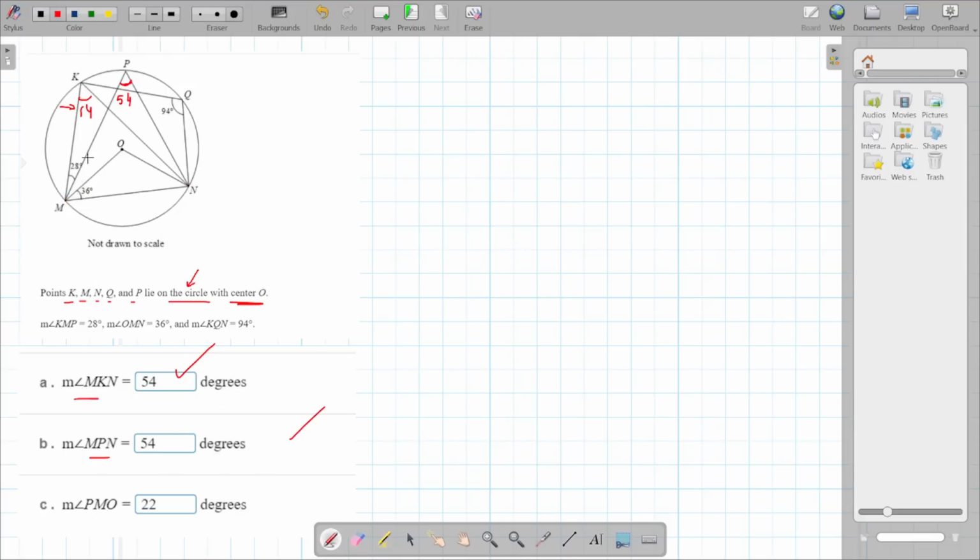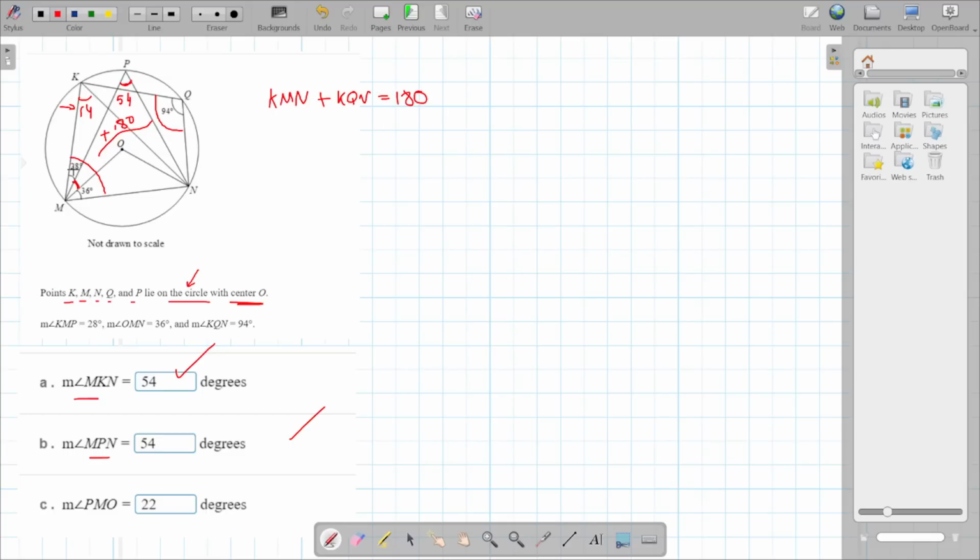PMO. PMO would be this here. You can see that PMO is part of this big angle. And do we have the angle opposite to it? Yes, we do. And we know that we're working with a cyclic quadrilateral. So the cyclic quadrilateral means that opposite angles are supplementary. So if you add these up, you're going to get 180. So if I want to write this for you, angle KMN, which is this big red angle over here, plus angle KQN, which is this 94 over here, will be equal to 180 because opposite angles are supplementary.